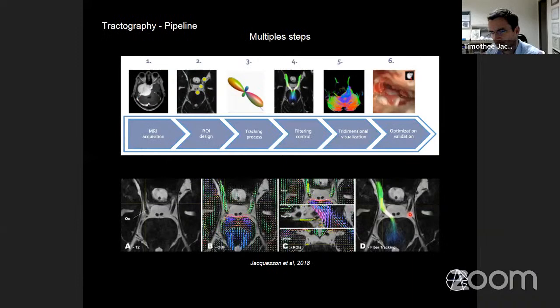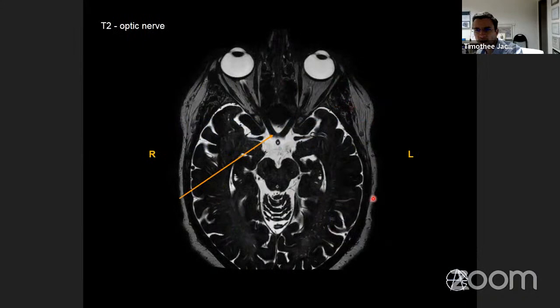So the tractography is not only one step, but a multiple-step pipeline: from the MRI acquisition, then ROI design, the tracking process using the mathematical algorithm, then filtering and ground truth control, then the visualization, and then the validation during surgery if possible. So how do we do that? I will talk about that just a few minutes after.